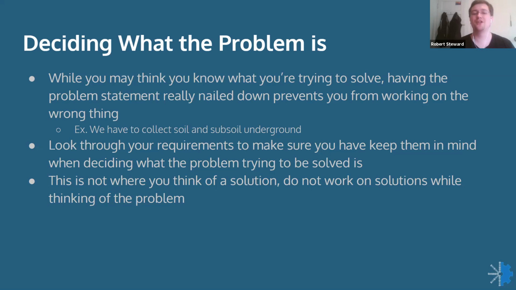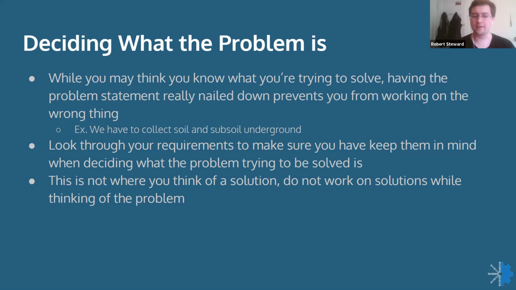And so you want to make sure that whatever problem it is you're trying to solve, you really have that problem statement nailed down. A good way to try to look at that is going through your requirements, which we will have a requirements lecture at some point, along with some other things within that lecture.